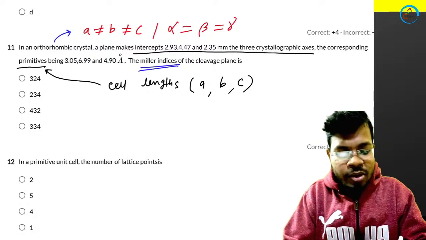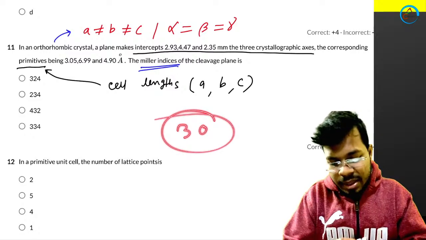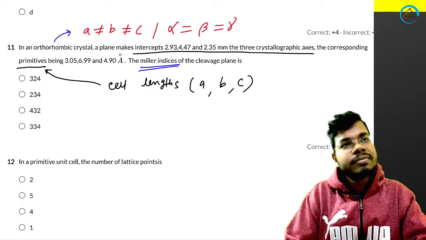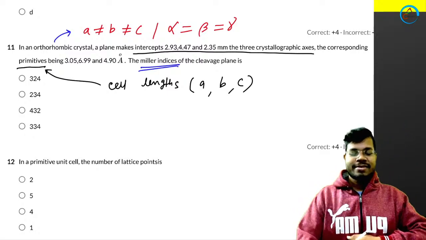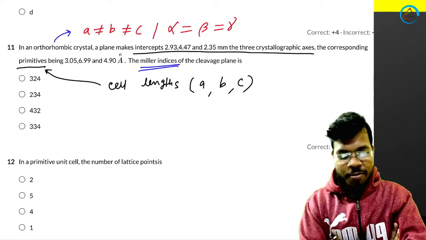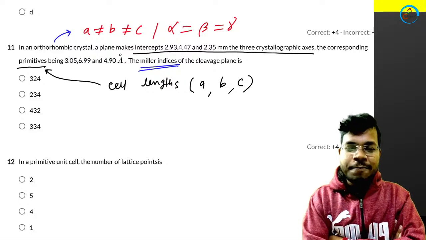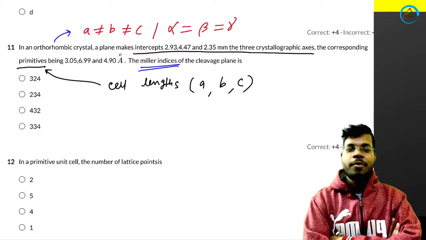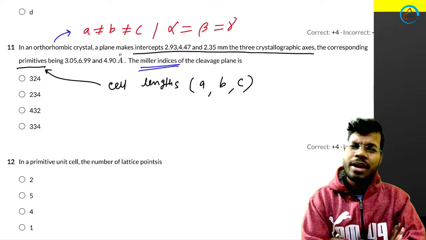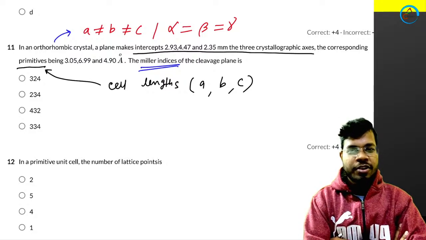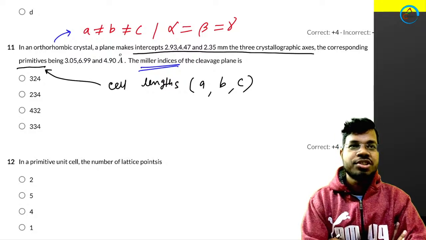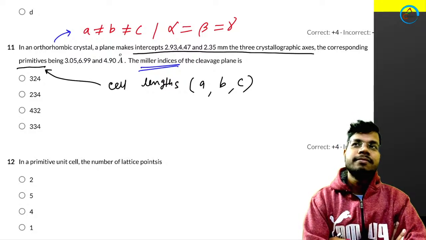Okay, so just calculate. You have 30 seconds to calculate. Let's see how many of you can solve this problem. It's too easy. It's a basic problem regarding Miller indices. If you understand Miller indices, you can solve it easily. If you don't understand Miller indices, then it will be a little bit tough for you. But yeah, I am explaining this question once you give me the answer.